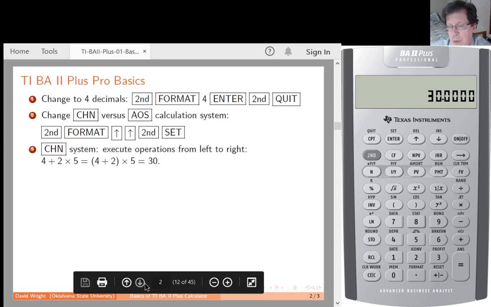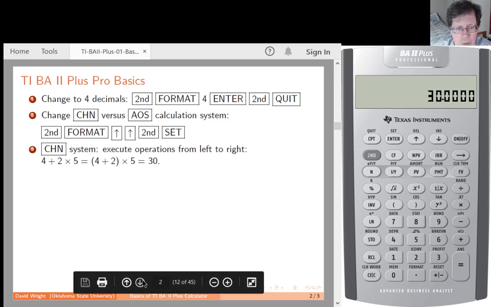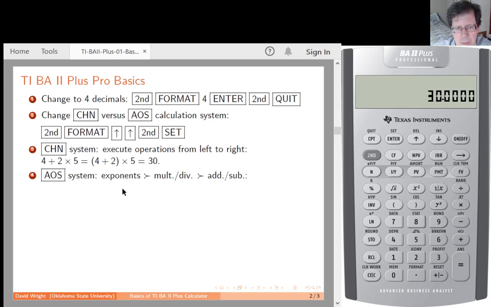So you have to be careful because that's not the standard assumption in algebra about how to interpret this expression. The standard order of precedence is the algebraic operating system. So let's go switch to that. And that one, there's a precedence. Exponents are done before multiplication and division, and multiplication and division are done before addition and subtraction.